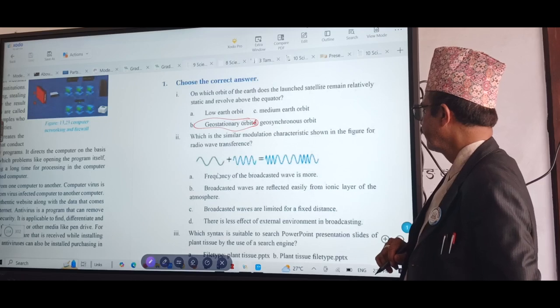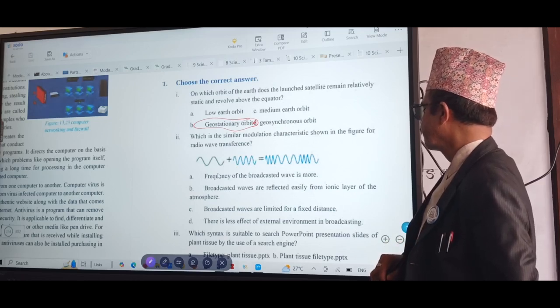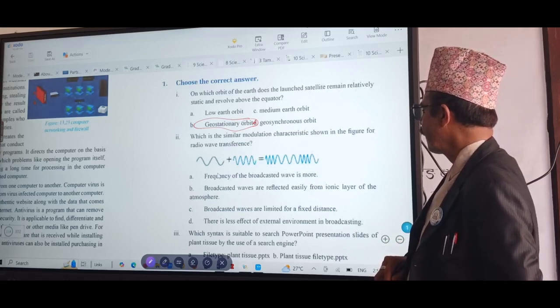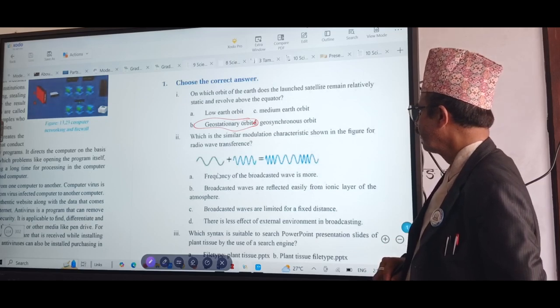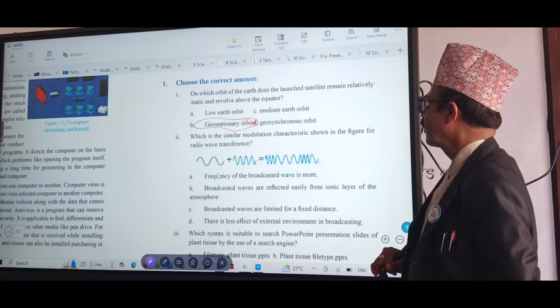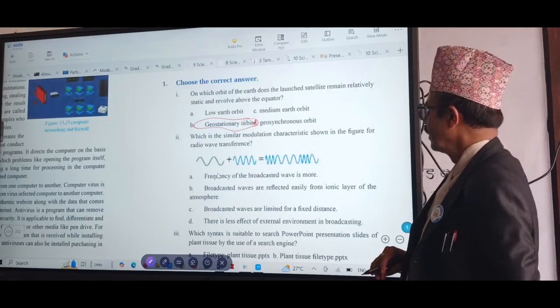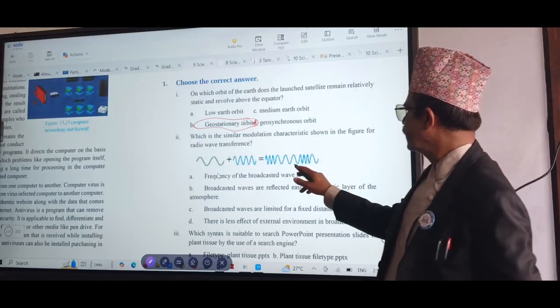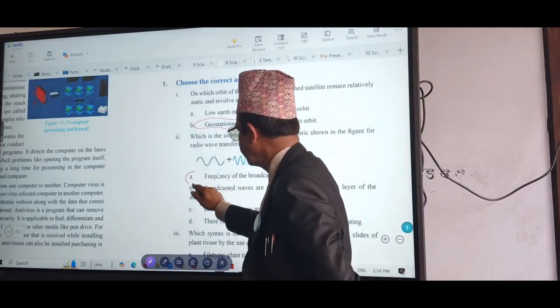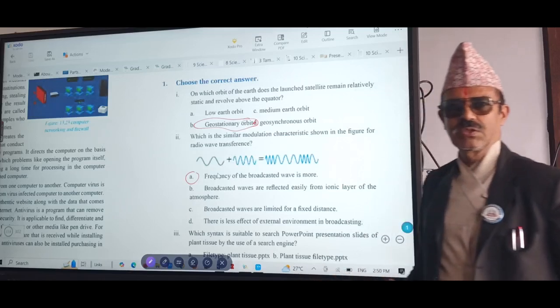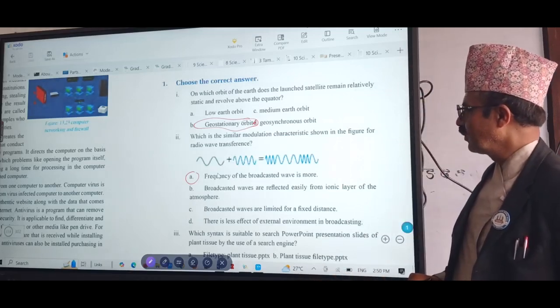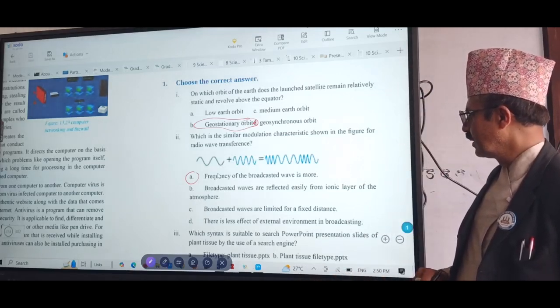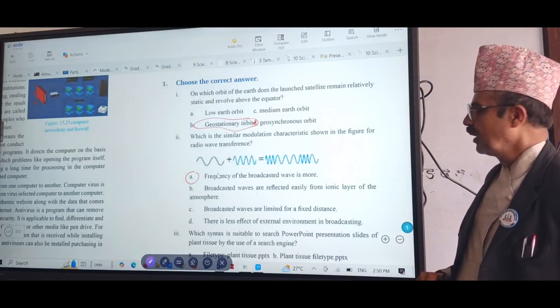Which one is correct? Class 6. Frequency of the broadcasted wave is more. I think frequency is more. Why next? Number 3, read the question.